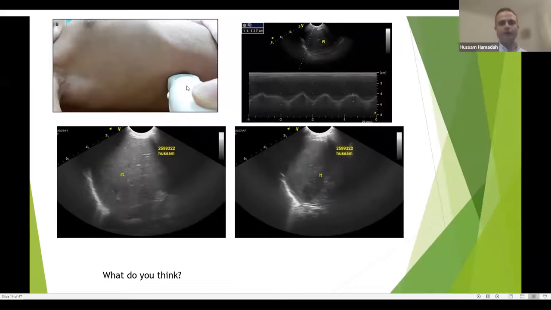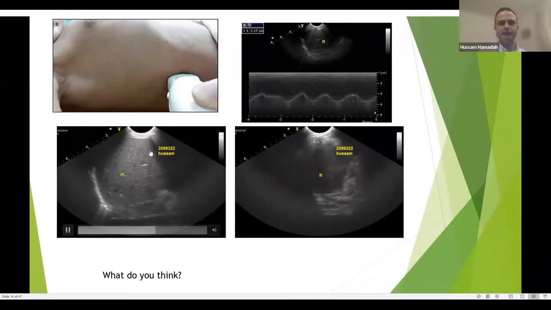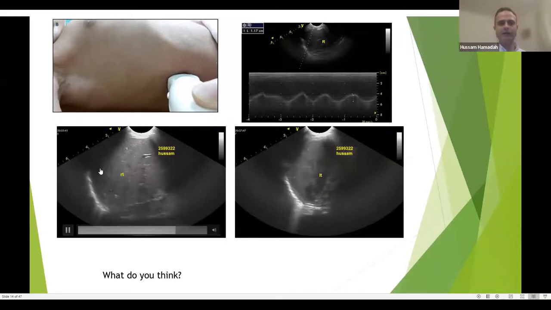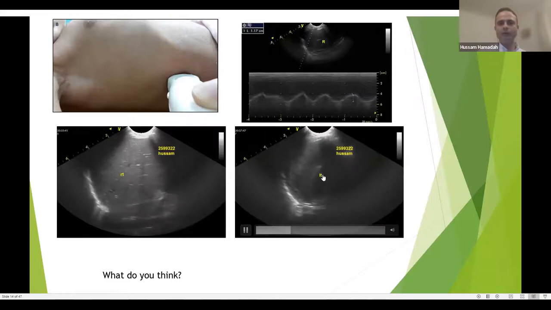Okay, so we put the marker here toward the head of the patient, in the lateral mid-axillary line around the 8th intercostal space. So this is the liver of the patient, this is the diaphragm, and this is the lungs. Here are the legs of the patient, here is the head of the patient. It's very clear the right diaphragm is not moving.